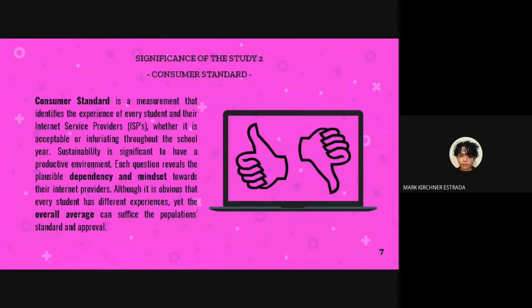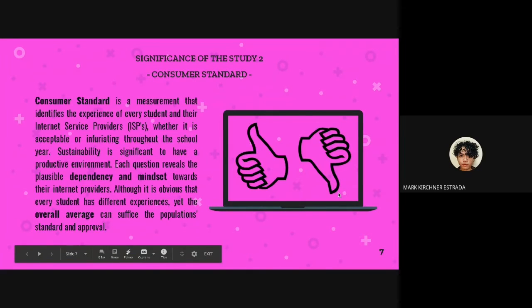Significance of the study 2, consumer standard. To measure consumer standards, the group needs to identify the experiences of each respondent. Every person has different perspectives with their current internet provider, and it is encouraged to have varying degrees to have, although generalized, a diverse population. This section is one of the significant variables to identify the root cause of negative psychological effects.